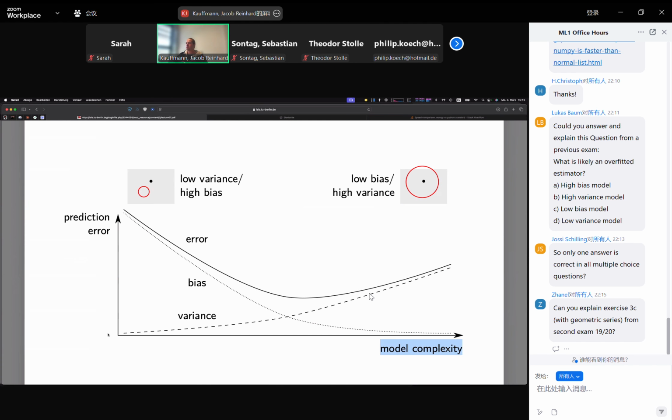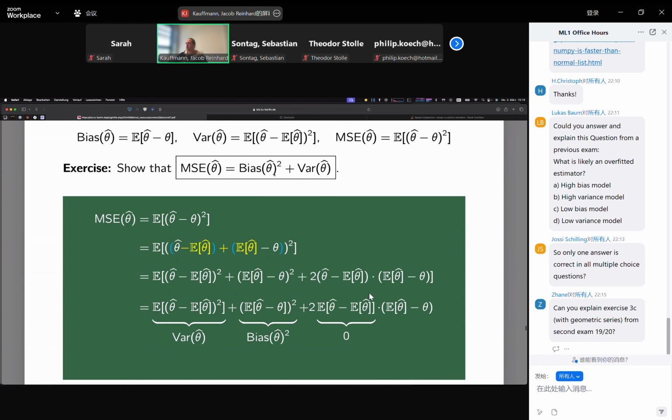I mean, your error is like a sum of bias plus variance, right? So if your error is large, it's either because the bias is large or because the variance is large. And either of these terms being small doesn't really tell you about your error. The larger of these two terms dominates the error, right? So low bias is not necessarily a sign of overfitting.